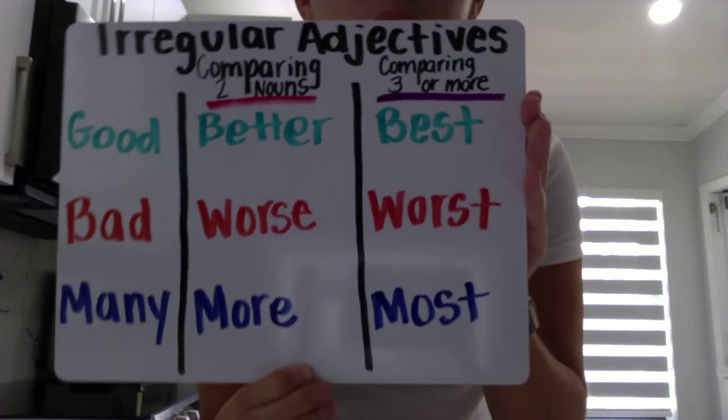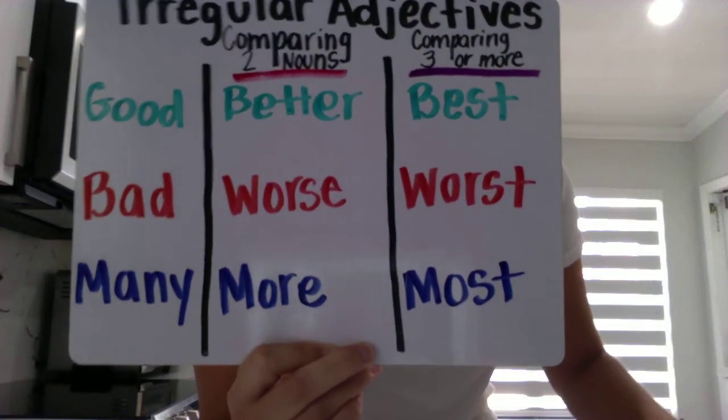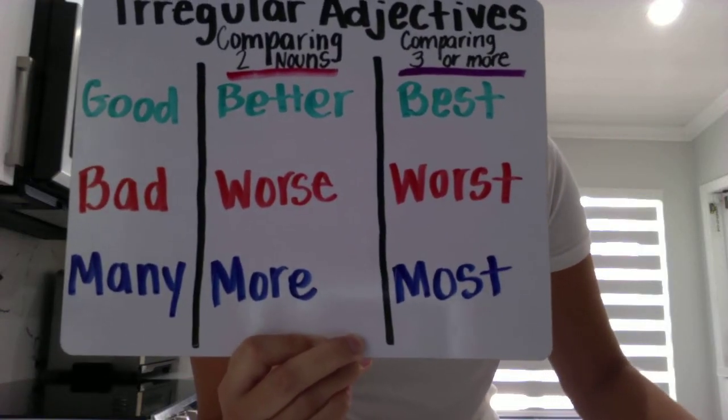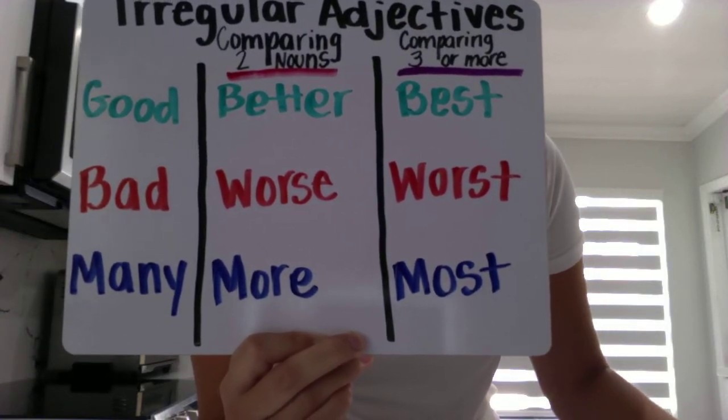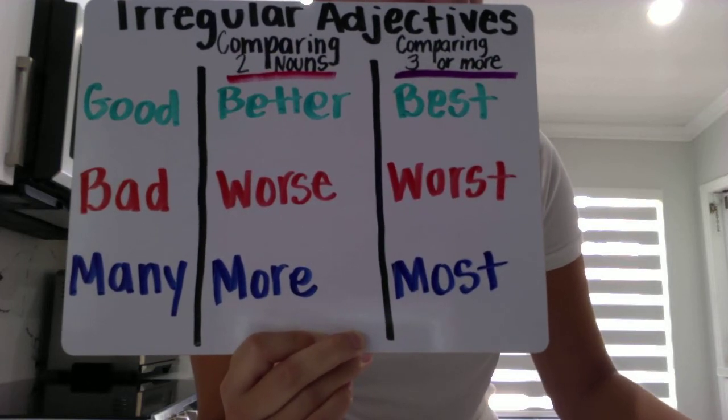Now, let's say Miss Padron had the most markers in her family. I'm comparing it to the rest of my family. I have the most. Okay, so we have these three. These are the three. Good, bad, many.